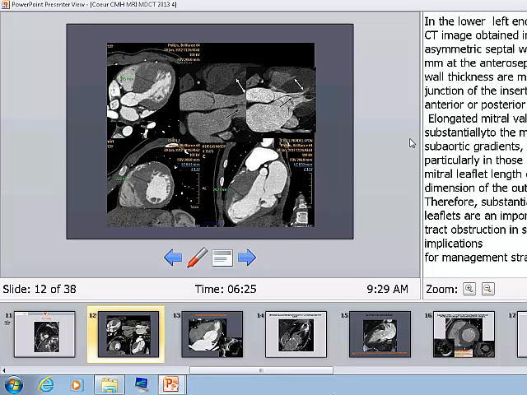Elongated mitral valve leaflets can also contribute substantially to the mechanism responsible for subaortic gradient, particularly in those HCM patients in whom the mitral leaflet length exceeds twofold the transverse dimension of the outflow tract at end systole. And here you can see that using CT, you can also measure the elongated mitral leaflet, and you can also detect the obstruction.